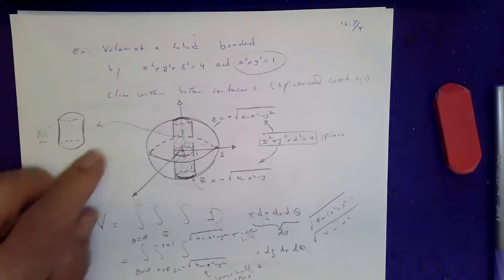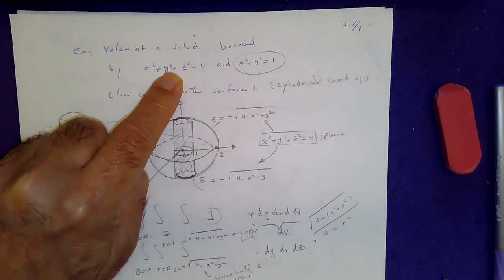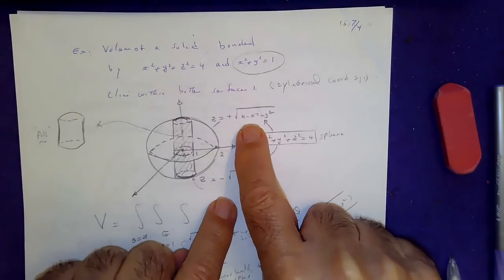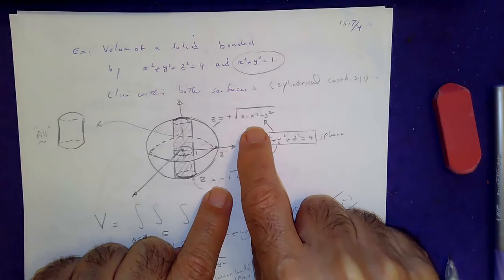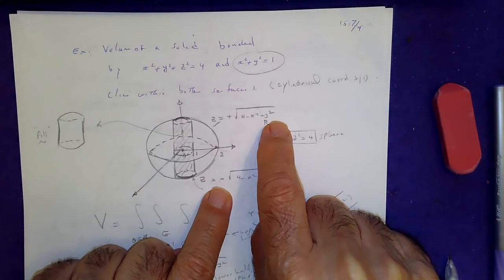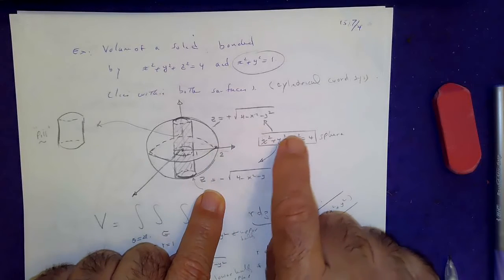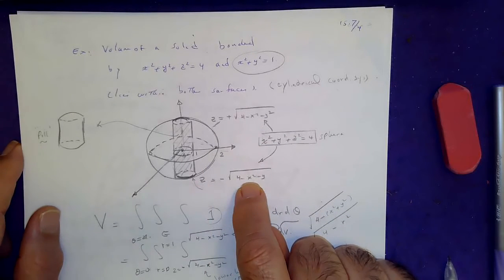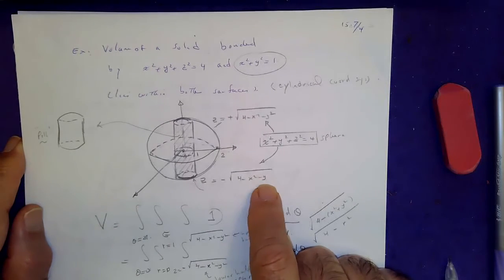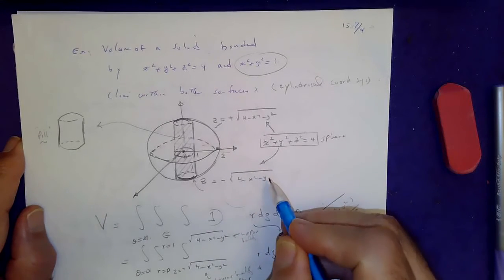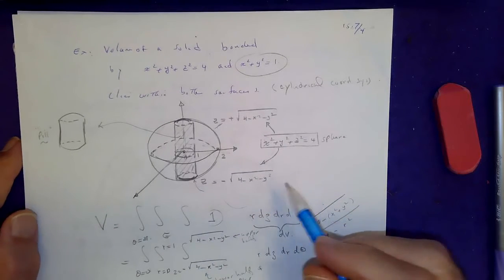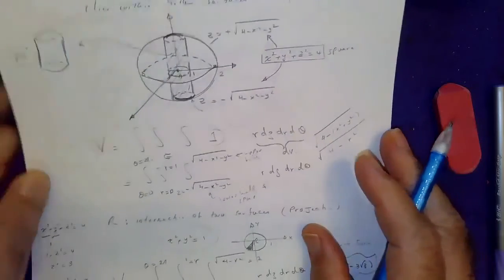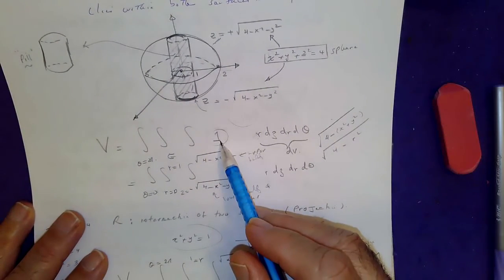Remember, if you solve the equation of a sphere for z, you get z equal to plus or minus the square root of 4 minus x squared minus y squared. The positive is the upper half of the sphere. The bottom is the negative square root of 4 minus x squared minus y squared, the lower half of the sphere. Because this is a volume problem, the integrand has to be 1.